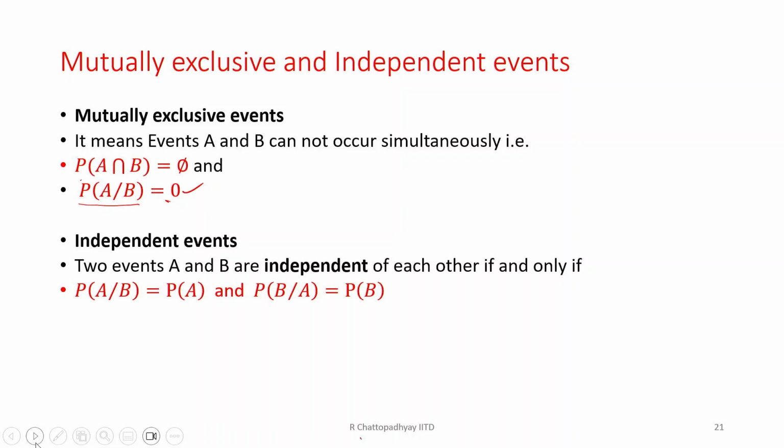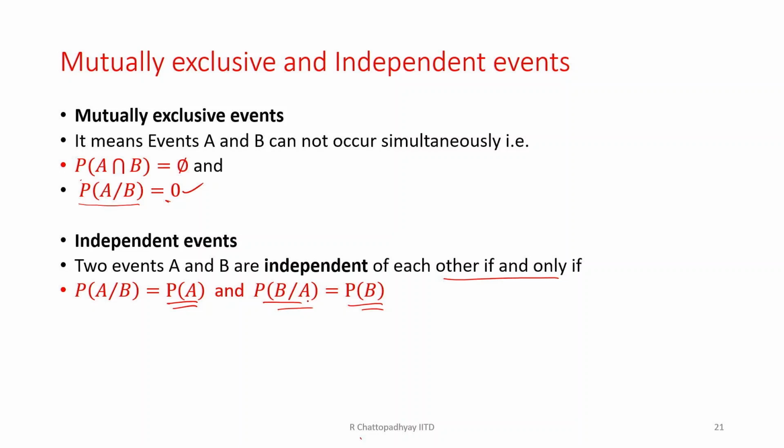And independent events: two events A and B are independent, mathematically means P(A given B) is P(A) and P(B given A) is going to be P(B). If they are independent, then given B has occurred, what is the probability of A? It will always be P(A), because the occurrence of B cannot influence the occurrence of A. So P(A given B) is P(A), P(B given A) is also P(B).